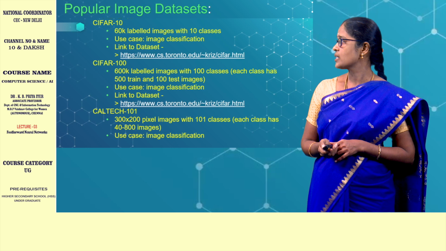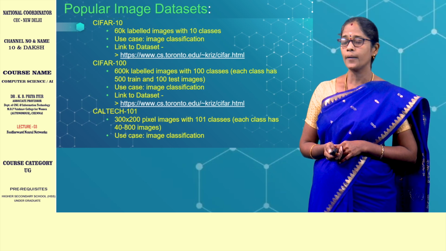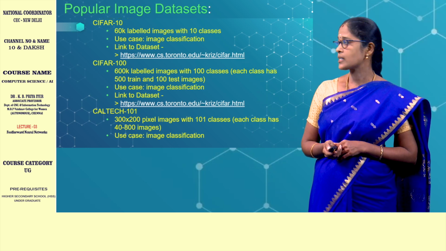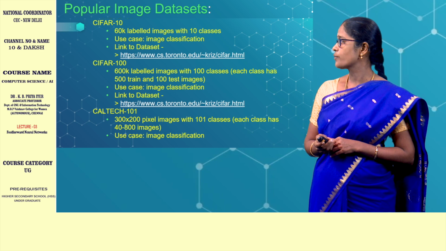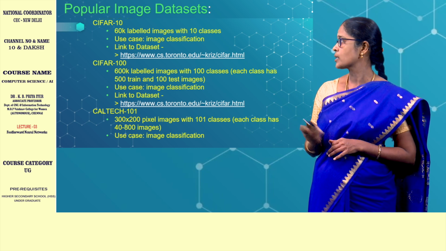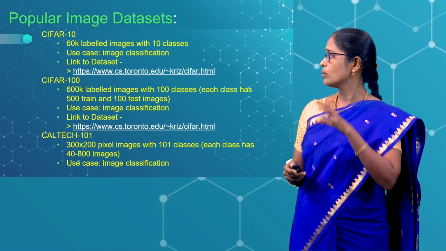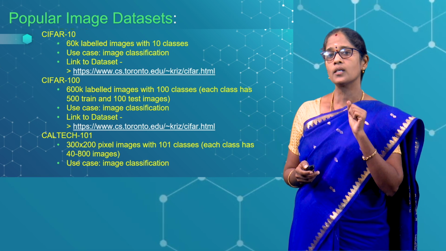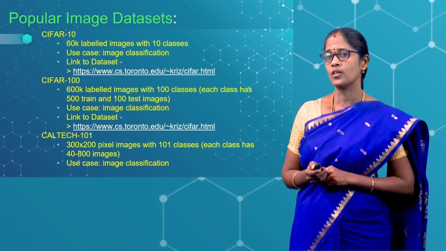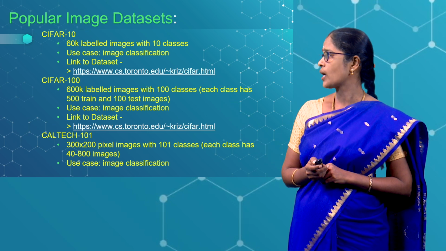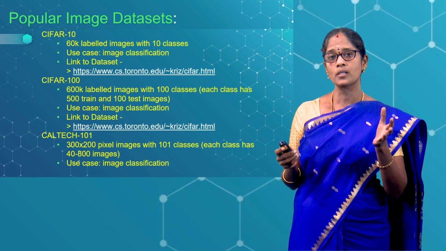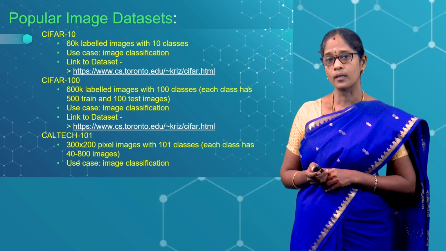Okay. So, if I see the first one, CIFAR-10, this is the first image data set we have and it consists of some 60,000 labeled images with 10 different classes. So, here the use case is image classification. And CIFAR-100: here also you have some 600k labeled images with 100 classes.